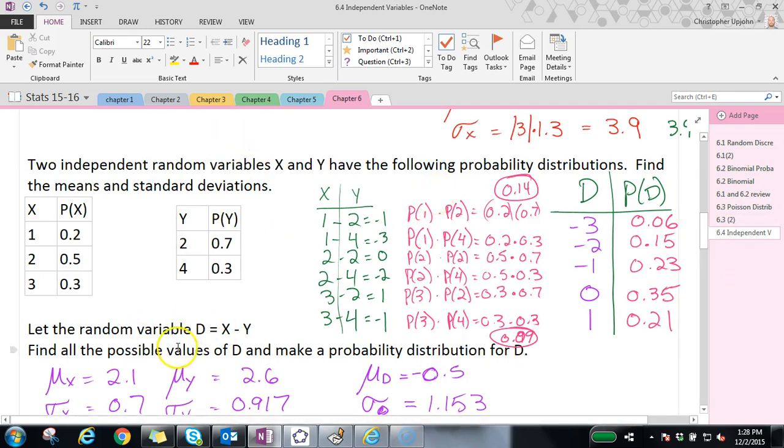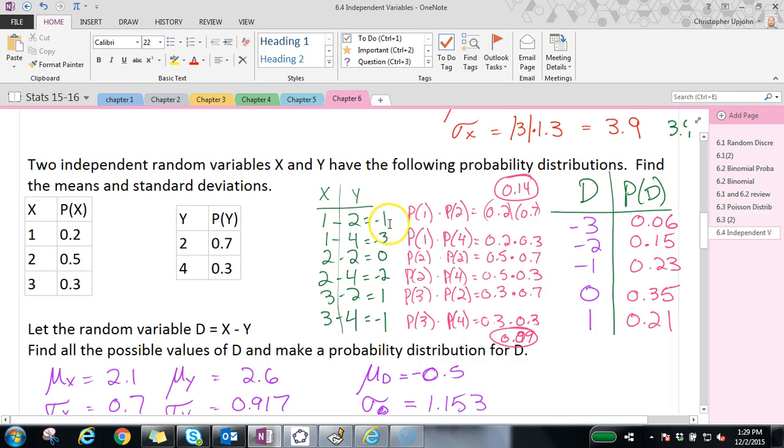So if we define D to be x minus y, that means all the combinations of x minus all the combinations of y. So that's 1 minus 2, 1 minus 4, 2 minus 2, 2 minus 4, 3 minus 2, and 3 minus 4. We get these values: negative 3, negative 2, negative 1, 0, and 1. Those are our values that we can have. Well, we need to find the probability.